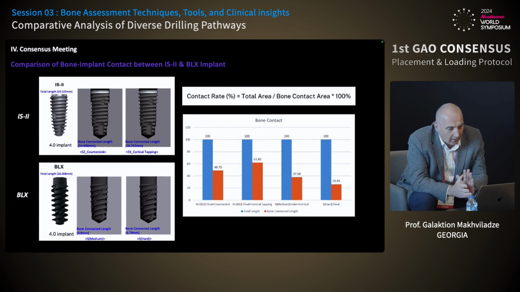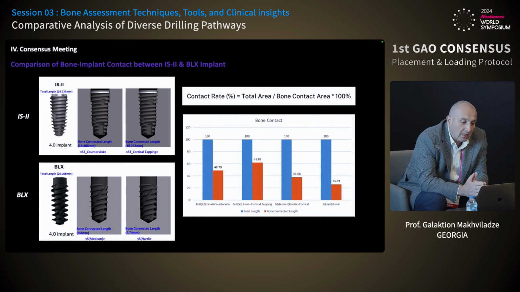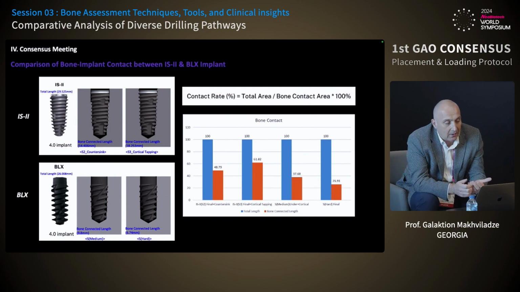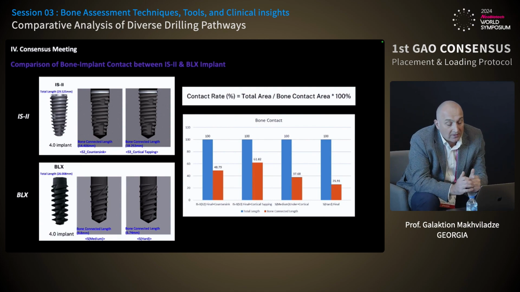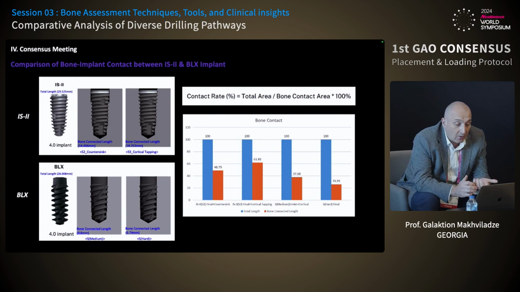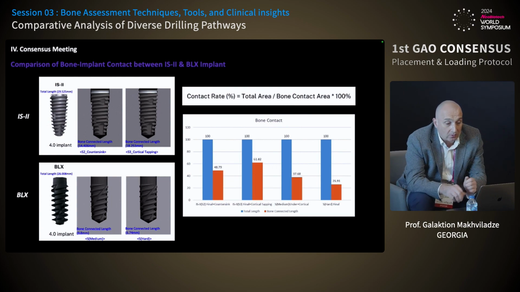And if we show it in numbers, the total surface area of the IS2 implant is approximately 30 millimeters. And the contact area from this protocol for scenario 2, only with countersink, is 48 and 7.7 millimeters. And in scenario 3, with taping, it's almost 62%. It's a very high bone implant contact ratio.